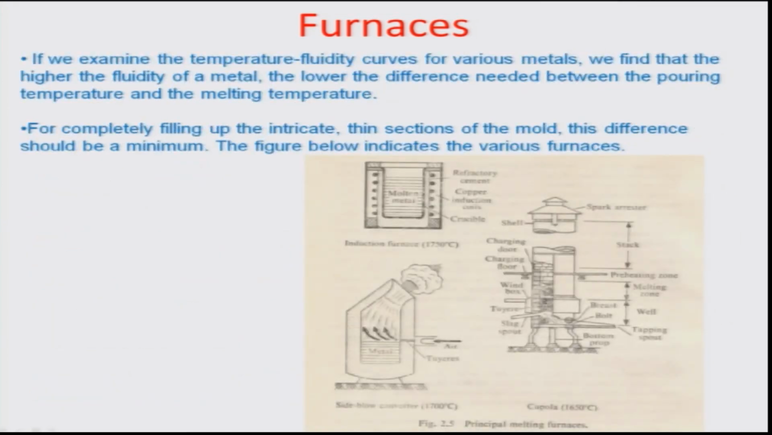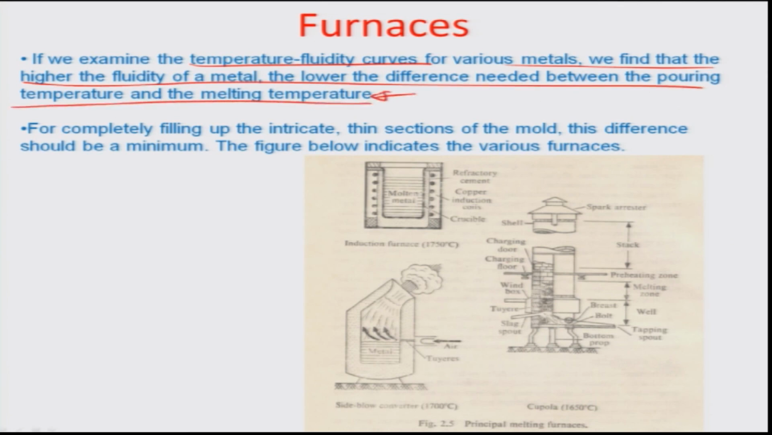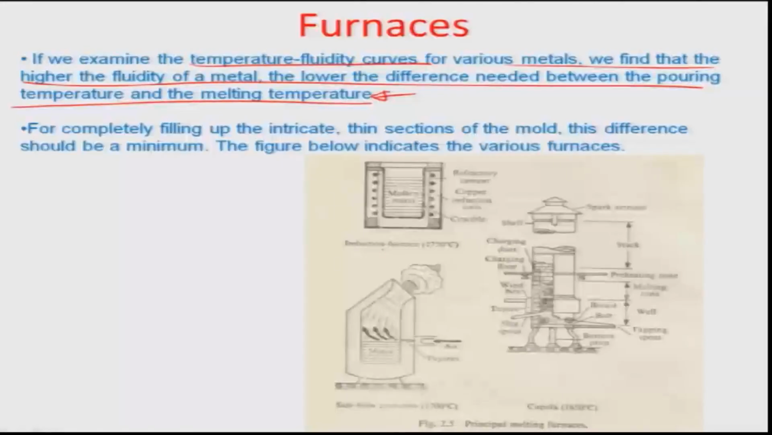If we examine the temperature-fluidity curves for various metals, we find that the higher the fluidity of a metal, the lower the difference needed between the pouring temperature and the melting temperature. If the viscosity of the metal in the liquid state is lower, then this difference between pouring and melting temperature can be minimal, because as soon as it melts it is flowable, and you need not add any superheat to change the viscosity with temperature. For completely filling the intricate thin sections of the mold, this difference should be a minimum, so that the metal can go everywhere in the mold.